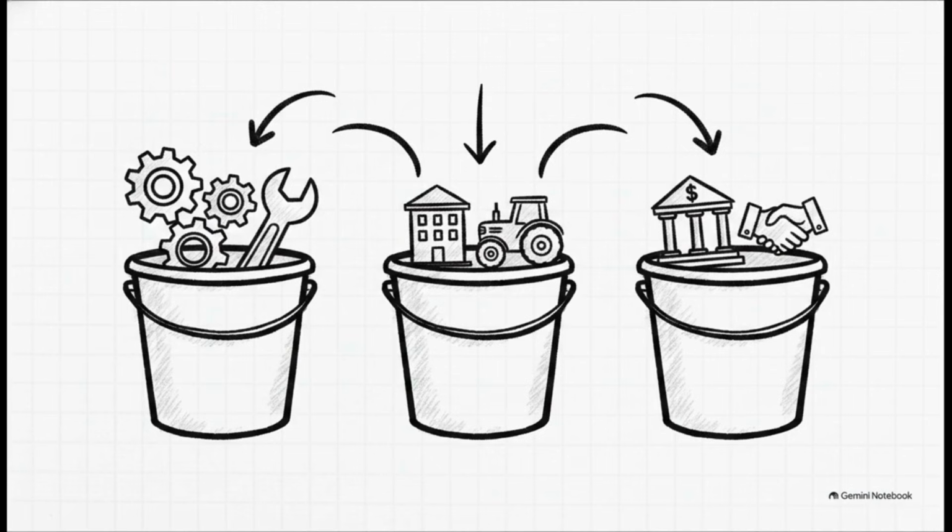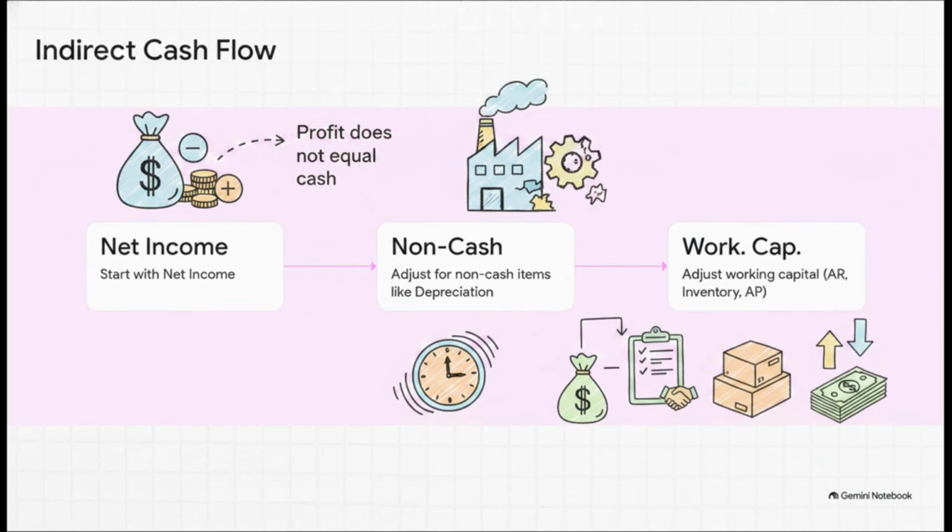So for instance, if a real estate developer buys an empty plot of land, that is a massive investing cash outflow. But if they secure a loan from a commercial bank to actually build on it, that's a financing cash inflow. So, how do we find our true operating cash? Well, we typically use what's called the indirect method. We adjust our net income for non-cash expenses, like depreciation, and we account for working capital timing differences.